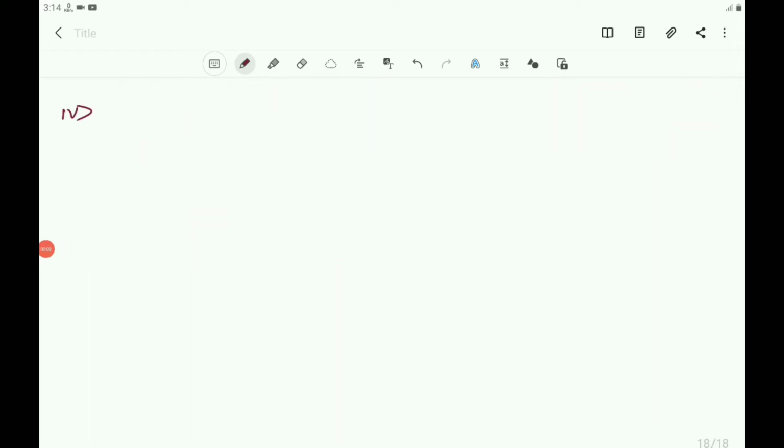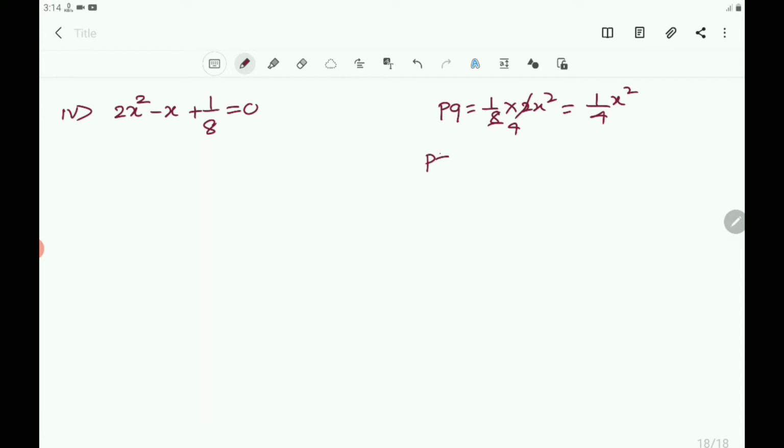Take the fourth one, that is 2x square minus x plus 1 by 8 equals 0. Here the first and last terms, that is pq, equals 1 by 8 into 2x square, that is 2 ones are 2, 2 fours are 8, you will get 1 by 4x square. Sum of the terms p plus q is equal to minus x, means minus 1x. Then here the product is 1 by 4x square and the sum is minus 1x.